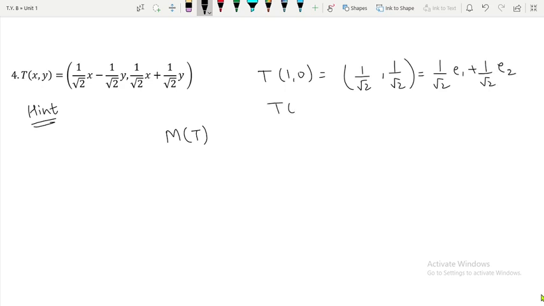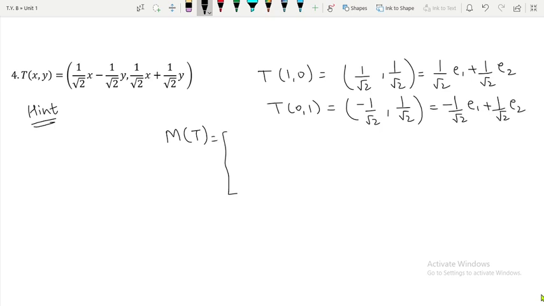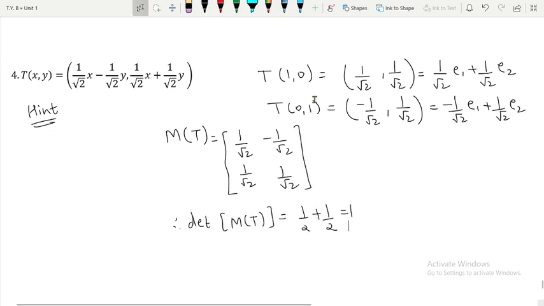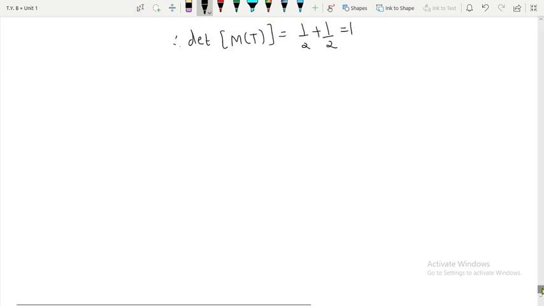And what about t of (0, 1)? t of (0, 1) will be minus 1 upon root 2 and 1 upon root 2. So it will be minus 1 upon root 2 e1 plus 1 upon root 2 e2. So my m of t in this case is, first column 1 upon root 2, 1 upon root 2. Next column is minus 1 upon root 2 and 1 upon root 2. If you take the determinant, what will be my determinant of m of t? It will be half plus half, which is equal to 1. So therefore t is a rotation.